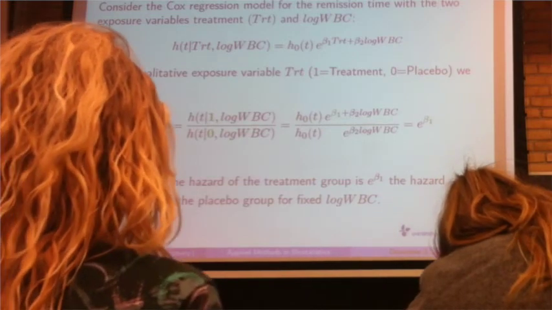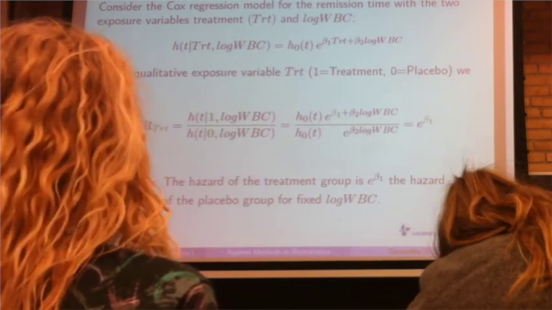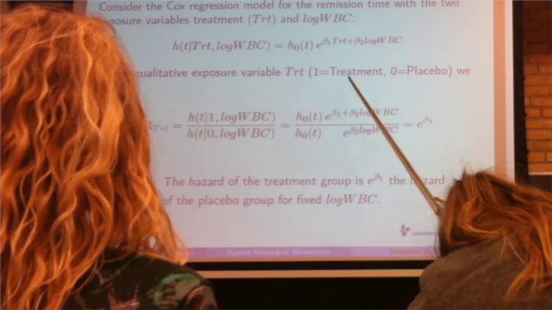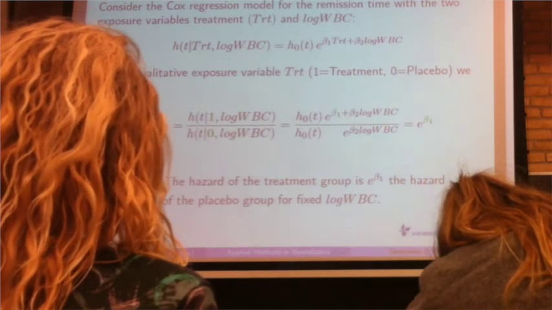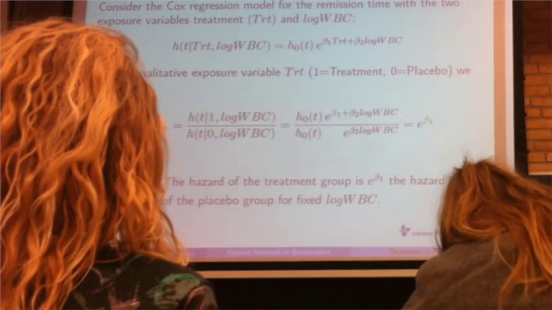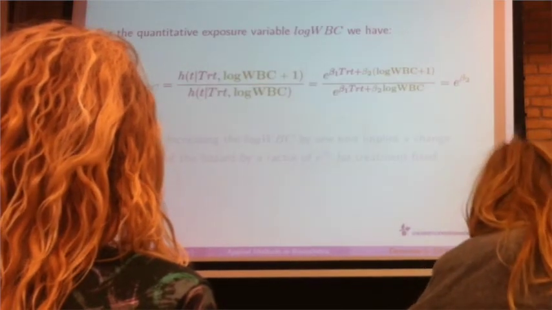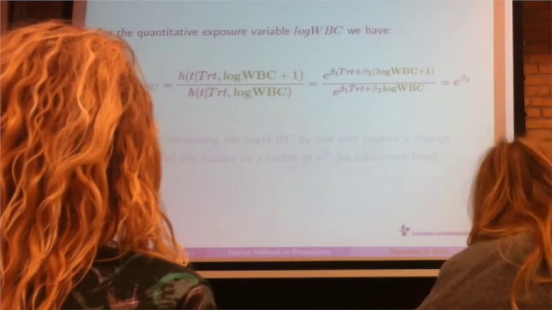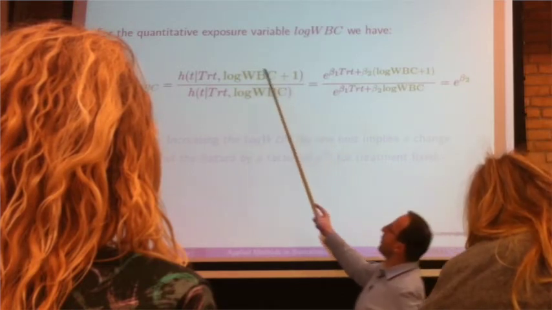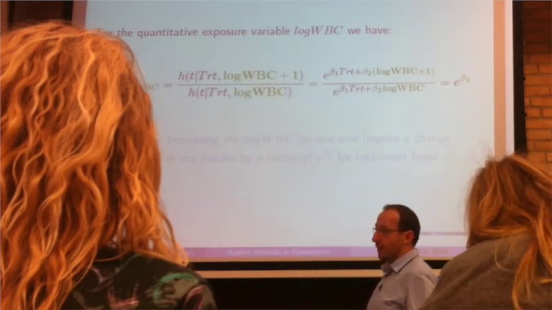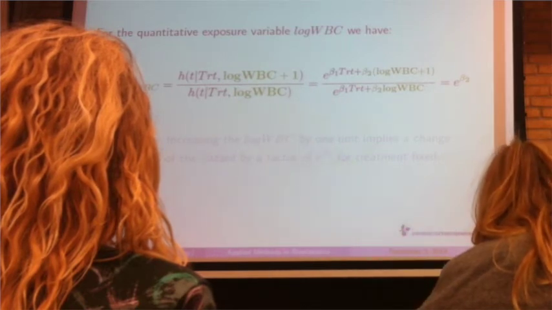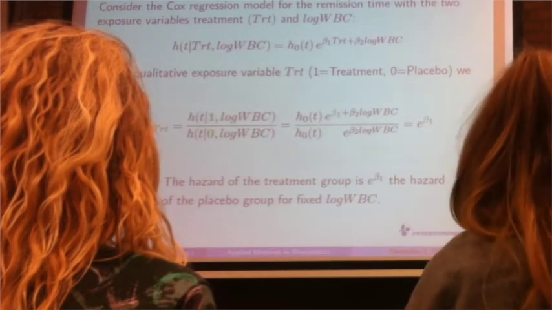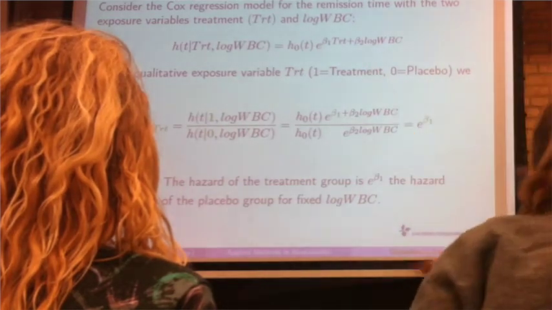So this is the interpretation for a qualitative variable, that is, treatment with two possible values, 0 for the placebo and 1 for treatment. And what about a quantitative variable, which is, for instance, the logarithm of white blood count cells? How can we interpret the regression coefficient for the logarithm of white blood count cells?